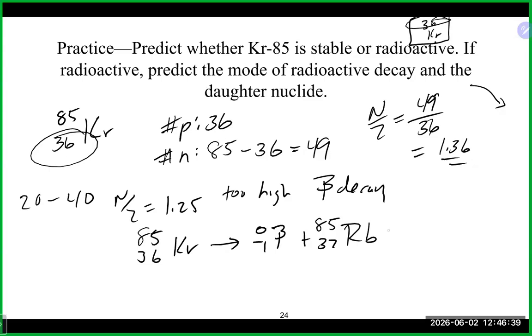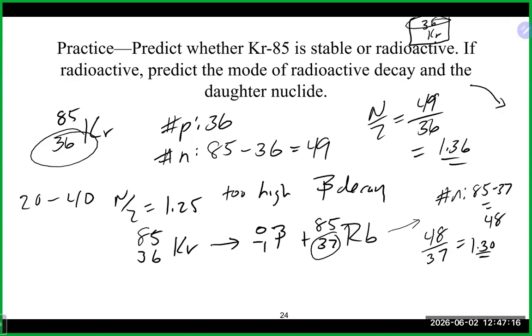And again, if we take a look at what we just formed, our neutrons would now be 85 minus 37, so 48. Our protons are 37. So 48 divided by 37 for our new ratio after the decay process is going to be 1.3. So it did come down. It didn't get a perfect ratio. And again, as long as it's moving in the right direction is what we're looking for here.